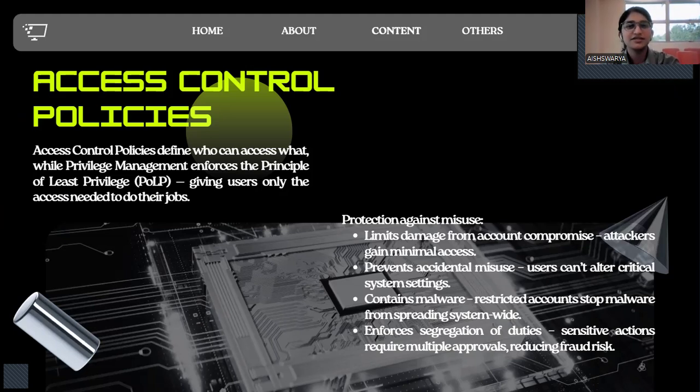This approach has several key benefits. It limits damage from a compromised account, prevents accidental misuse, contains malware by restricting its spread, and enforces segregation of duties for sensitive actions.